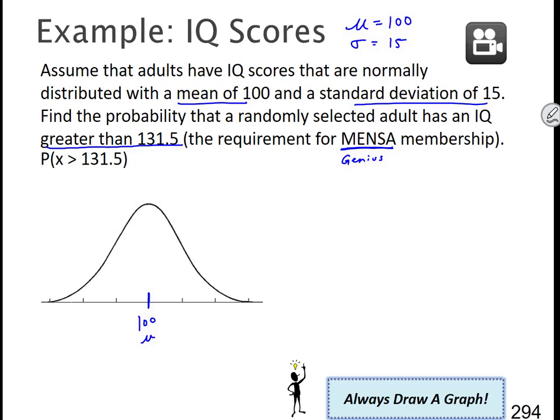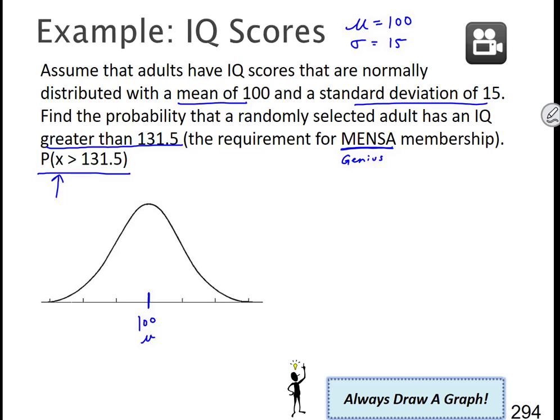Now, we've written in symbols, we're looking for the P parentheses, X greater than 131.5. And notice that it's now an X and not a Z. Remember, we only use Z scores when it's standard normal. And obviously, since we didn't have a 0 in the middle here, it's not standard.